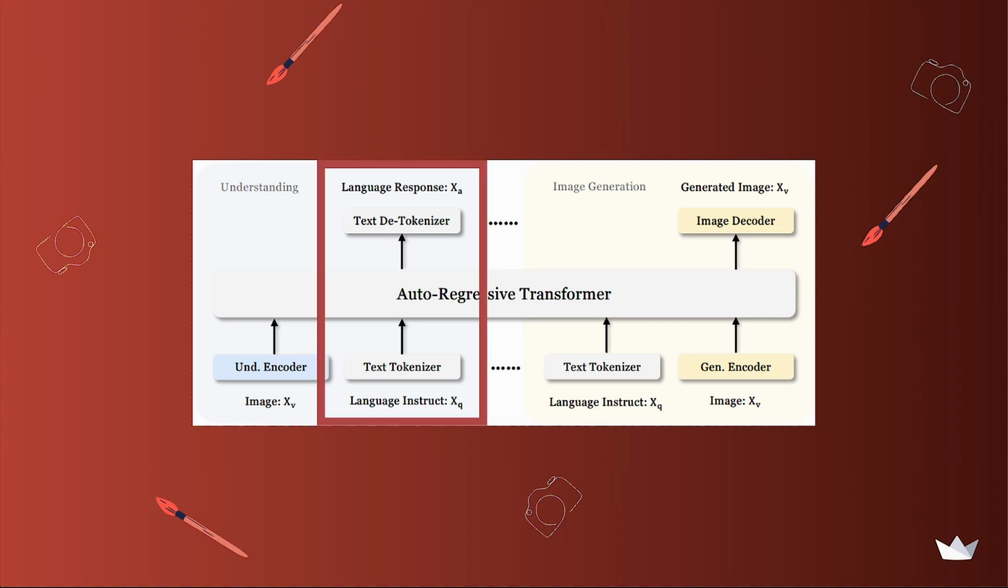Text generation. The model uses the built-in tokenizer from its underlying large language model. This tokenizer converts text into discrete IDs, which are then transformed into feature representations. The LLM processes these features in the same way as any other text-based model.